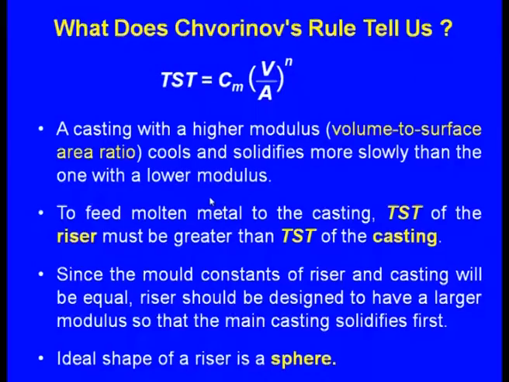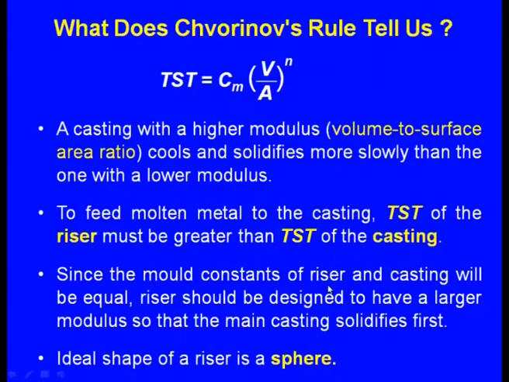lower modulus. Now, to feed the molten metal to the casting, the total solidification time of the riser must be greater than the total solidification time of the casting, right? Naturally it must be greater. If the riser solidifies before the casting, it can't feed the casting. So the riser must solidify after the casting solidifies, meaning the total solidification time of the riser must be greater than that of the casting. So, that is the second piece of information we can get from Chvorinov's rule.